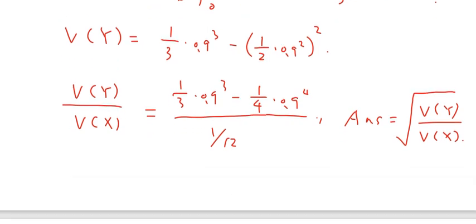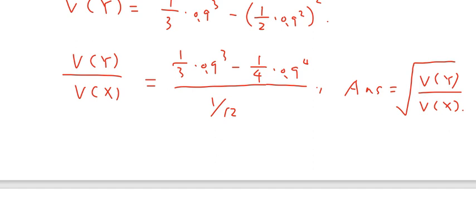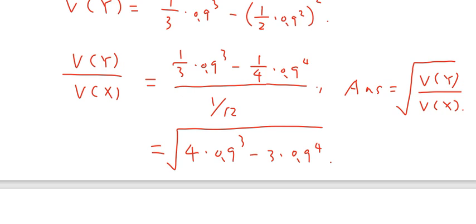For calculation, maybe we can simplify a little bit. We just multiply by 12, so this becomes 4 times 0.9 cubed minus 3 times 0.9 to the fourth. So the answer just equals this number, take the square root.